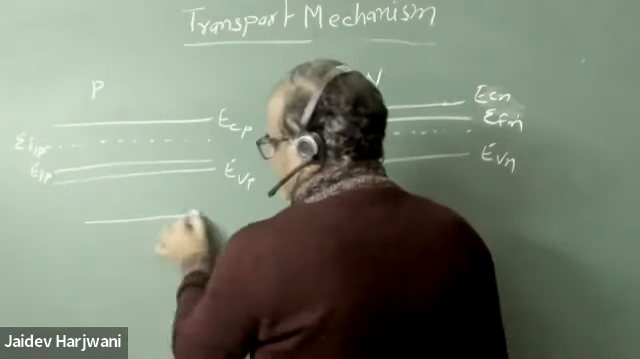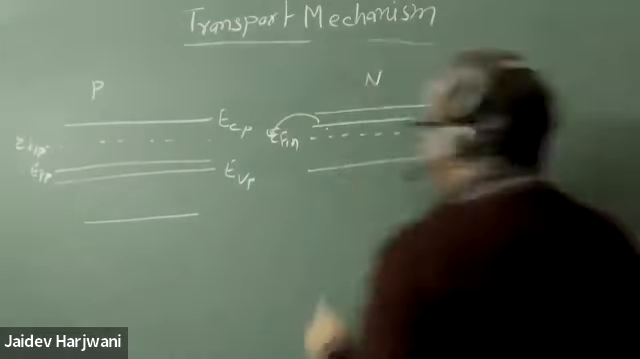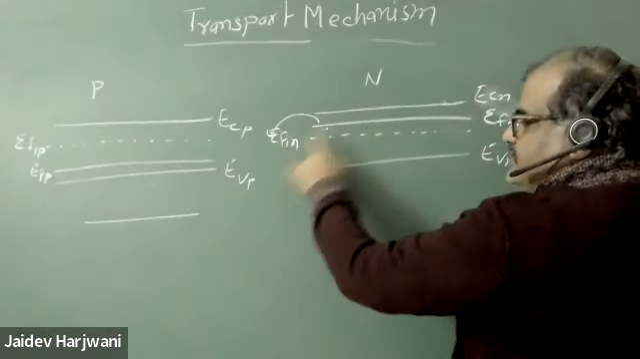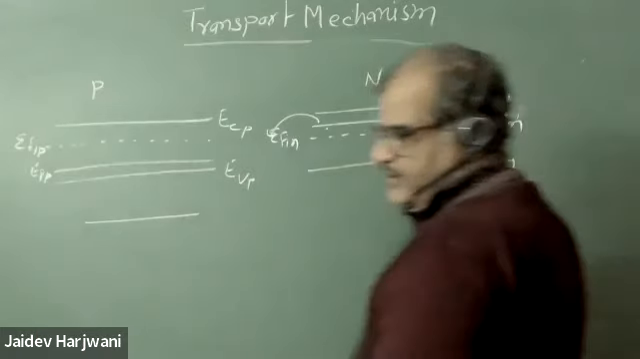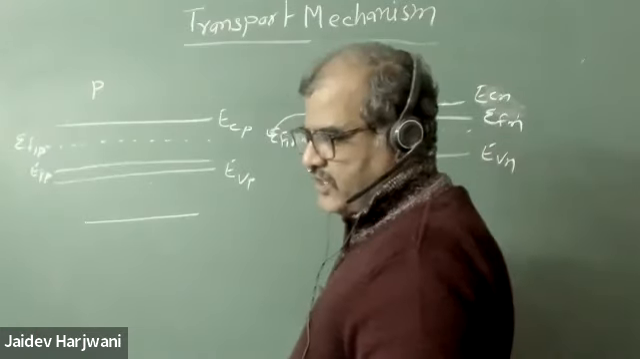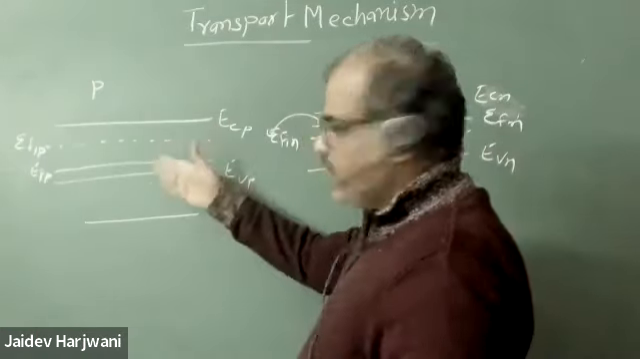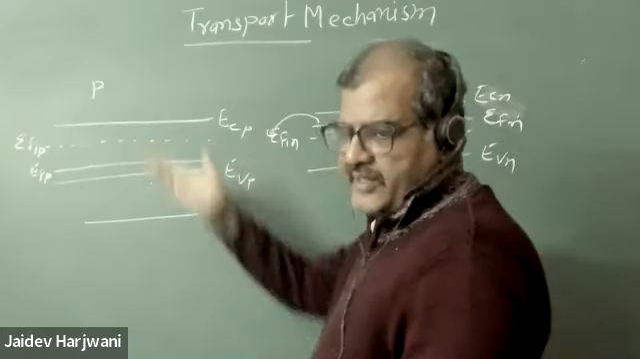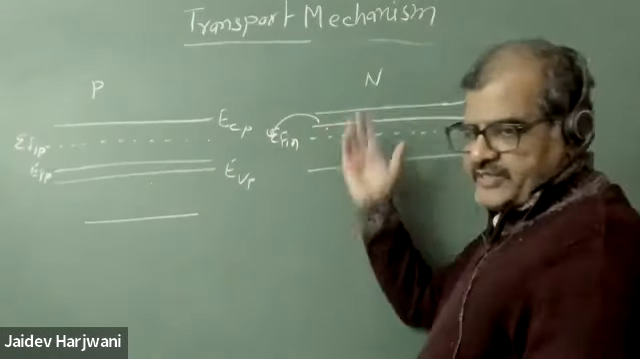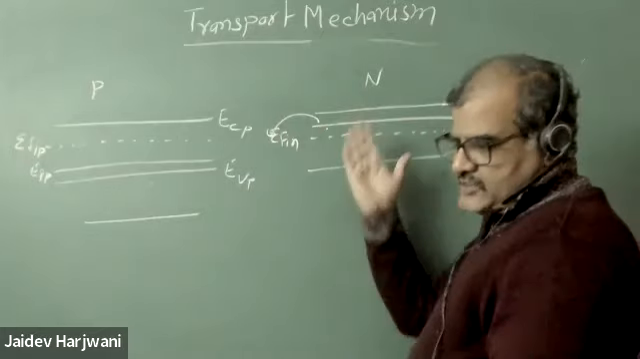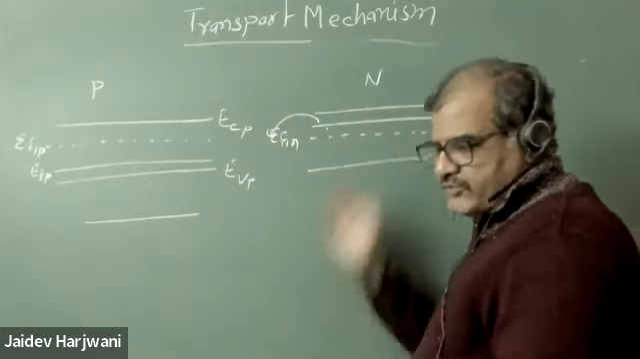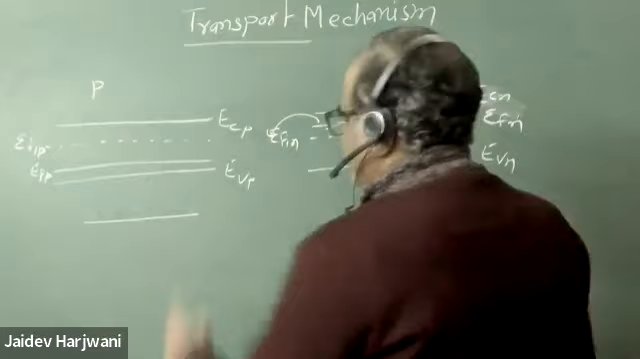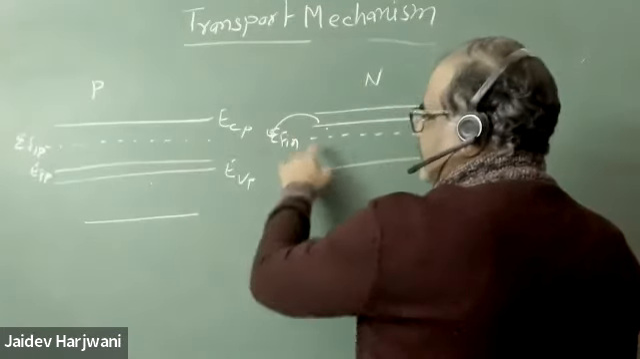Similarly here, the electrons are reducing. I told you the Fermi level depends on the concentration of electrons and the concentration of holes. If holes are reducing, that means it is becoming intrinsic. Similarly, if your electrons are reducing, the Fermi level movement should be towards the intrinsic region. So what happened? This will go up and this will go down.